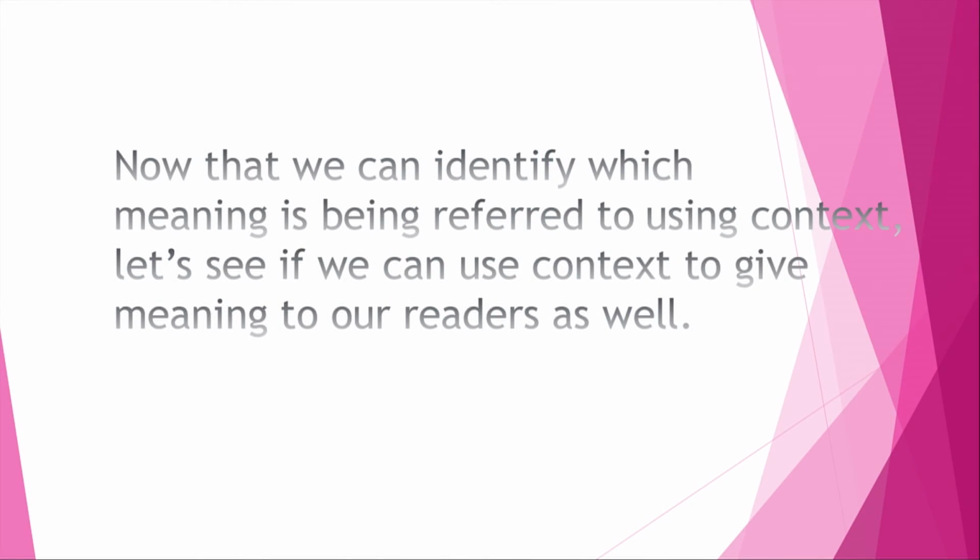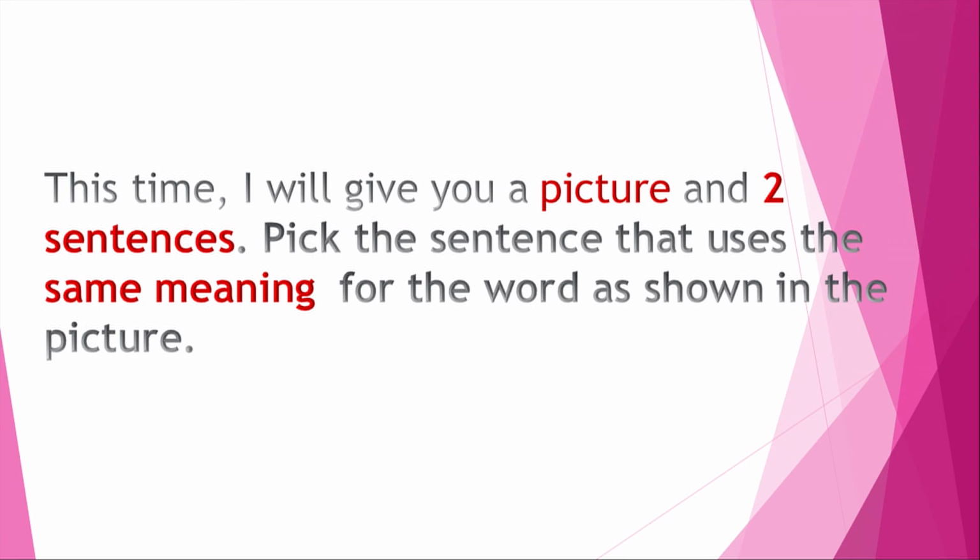Right? So we're going to use context to give meaning to our readers now. So instead of being the ones to use context to find it out, we are going to put those clues in so that when somebody is reading our work, they can also get the answers as well. They can know what we are talking about, and it's a lot less confusing. Right? So you're getting a picture and two sentences this time. So you're going to pick the sentence that has the same meaning as the word shown in that picture. So you're going to have two, and if you were writing, which one would you use to refer to which picture?